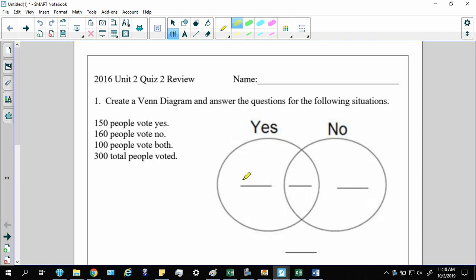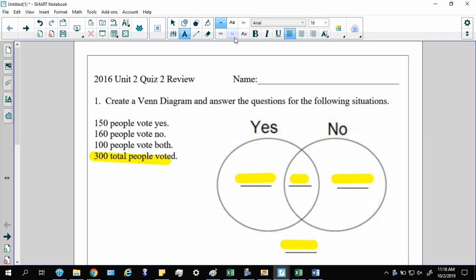All right, so first off, these four numbers will all add up to 300, okay? So let's see what information they tell us. They say that 100 people voted for both. But notice it says 150 voted yes. So 150 is actually going to be on the outside, and then no is going to be 160.